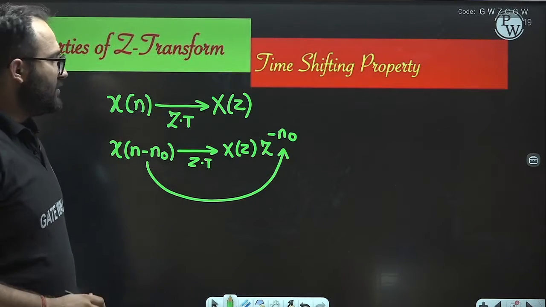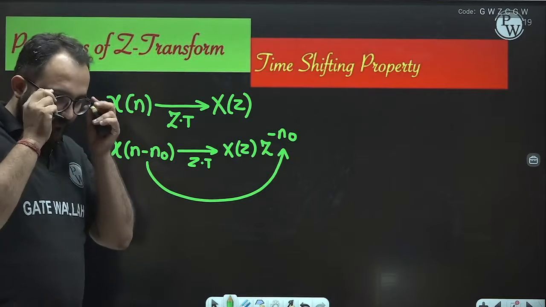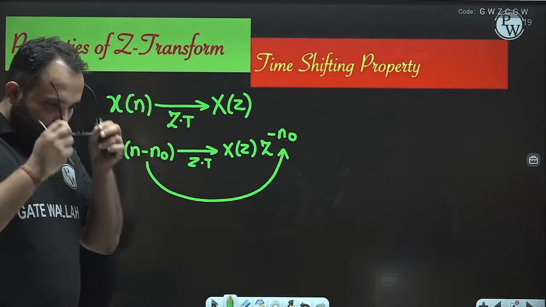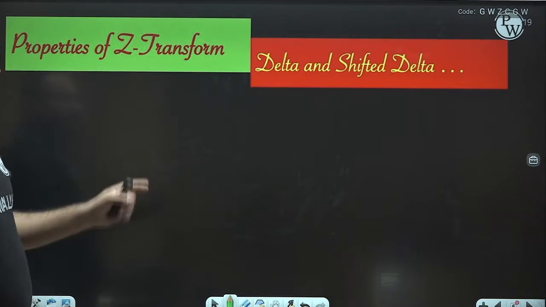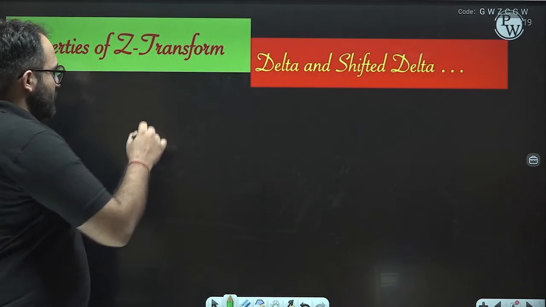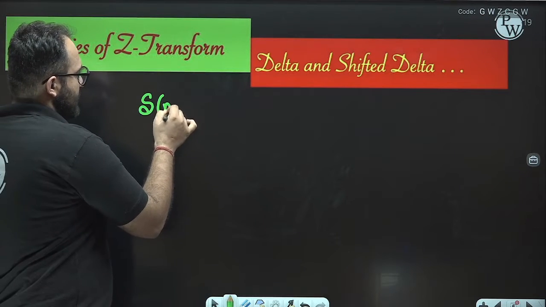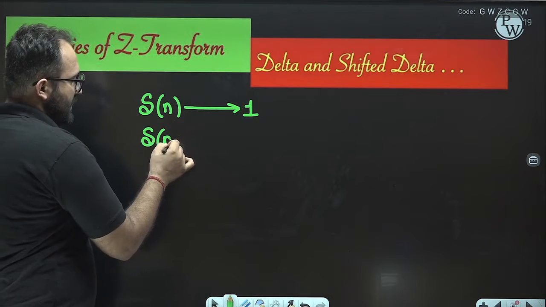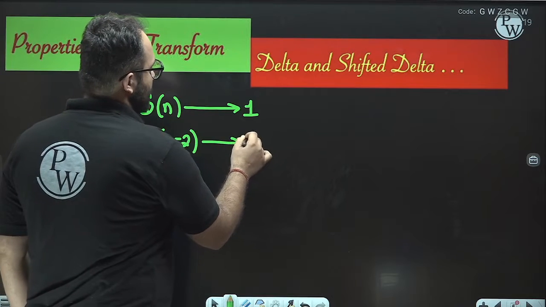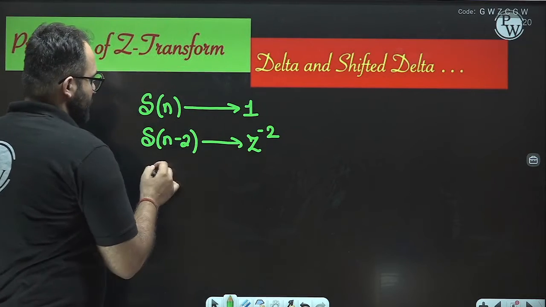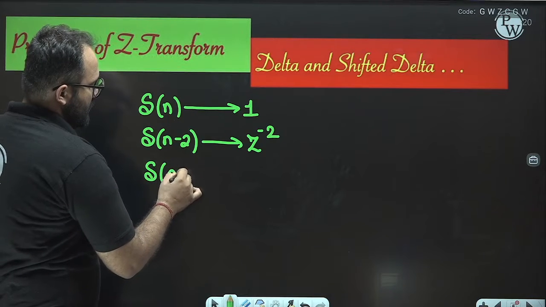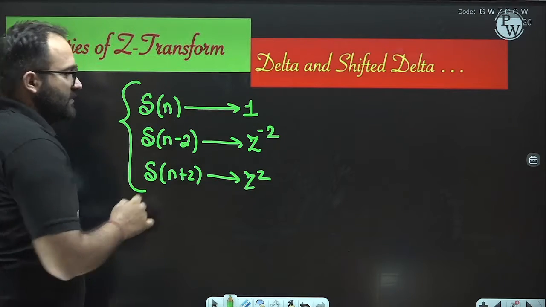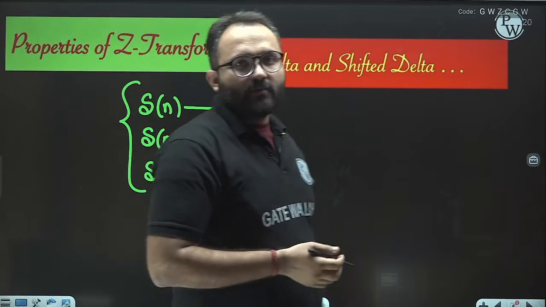In this property, there will be no change in the ROC, because there is no change in the format of the signal and neither is there any change in the pole location. Second, a shifted delta. We know that delta[n] has the Z transform equal to 1. So using the time shifting property, delta[n minus 2] will have the Z transform z to the power minus 2. So these are using the normal time shifting property of the Z transform.